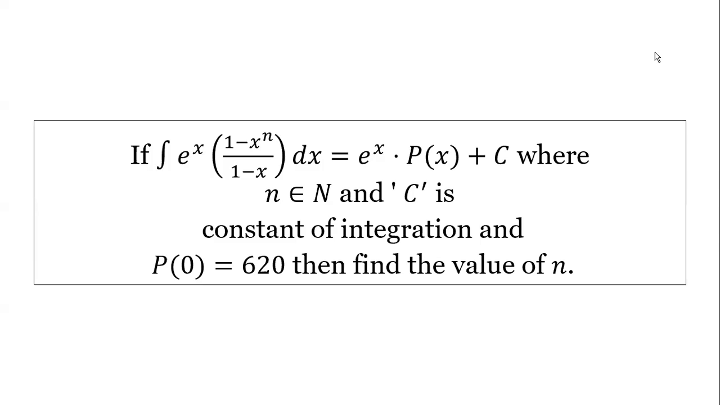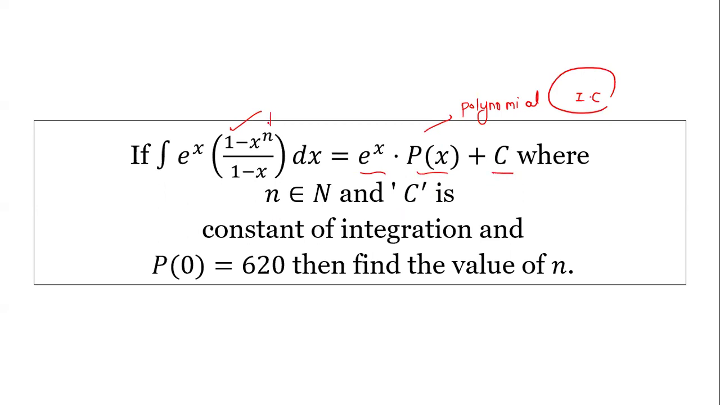So hello guys, in this video we are going to solve this problem. In this problem it is given that we have this integral, e power x multiplied by (1 minus x power n) divided by (1 minus x) dx, is equal to e power x multiplied by p of x, where p of x is a polynomial with integer coefficients and c is a constant of integration.